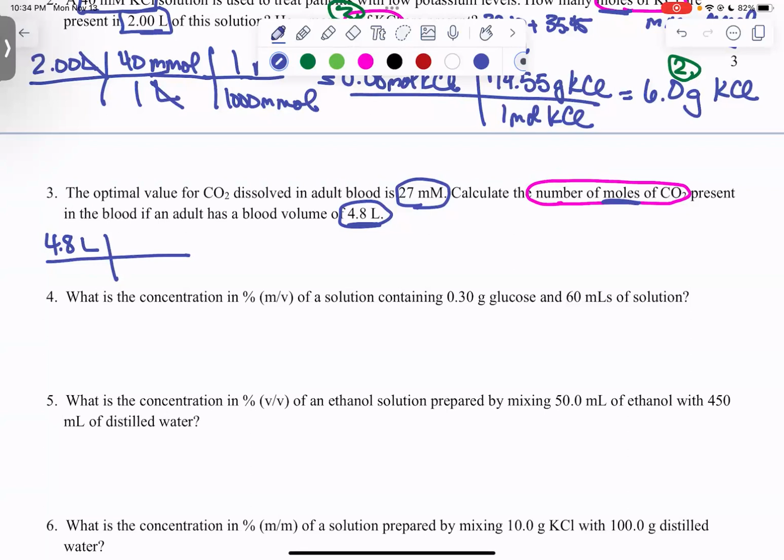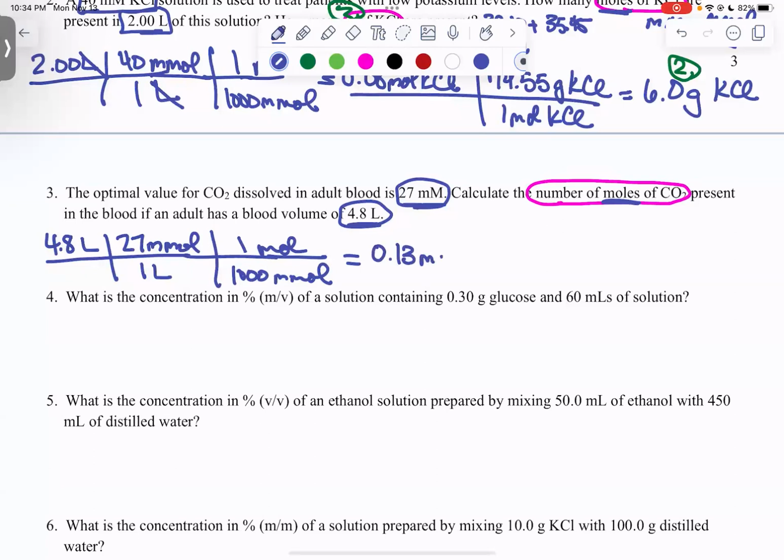Okay, so 4.8 times I have 27 millimoles per 1 liter. That's what millimoles means, right? And then I want to know how many moles, so then I got to convert out of millimoles. I know there are 1,000 millimoles in 1 mole. And so what that should give me is, how many sig figs? 2, so that rounds to 0.13 moles of CO2.